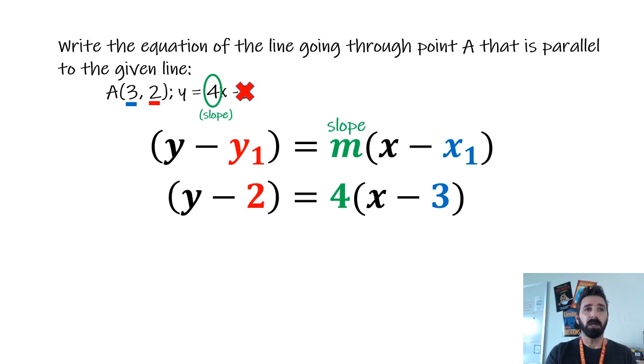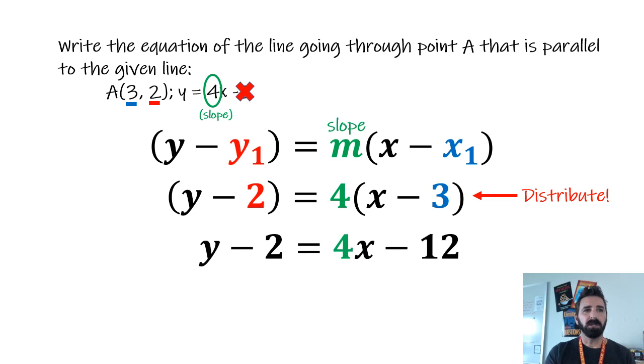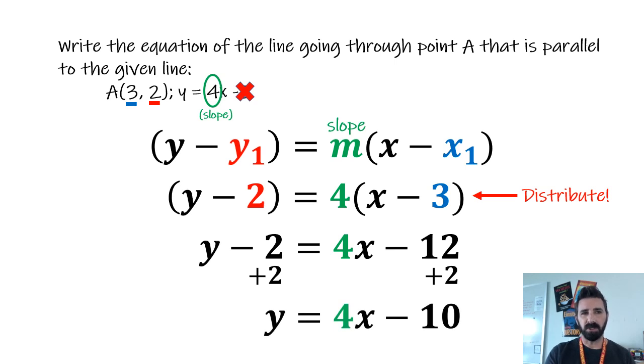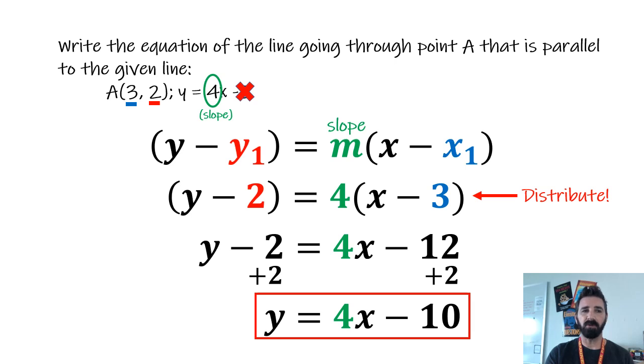We've got an equation. The first thing we would need to do is distribute that 4 to the x and to the negative 3. That means you're multiplying 4 times both those numbers. And so when we do that, the left side is y minus 2. The right side then would be 4x minus 12, because 4 times negative 3 is negative 12. And now all we have to do is one more step in order to solve for the equation of the line, and that's to get y by itself. We add the 2 to both sides, and now we find the equation is y equals 4x minus 10. And that is the equation that we're looking for that passes through the point (3, 2).